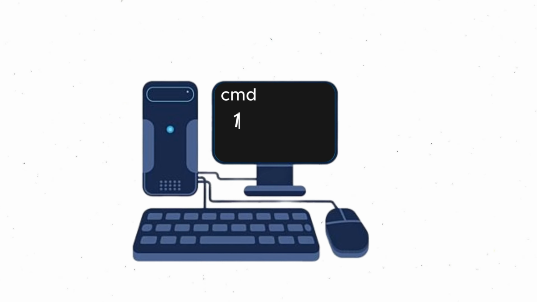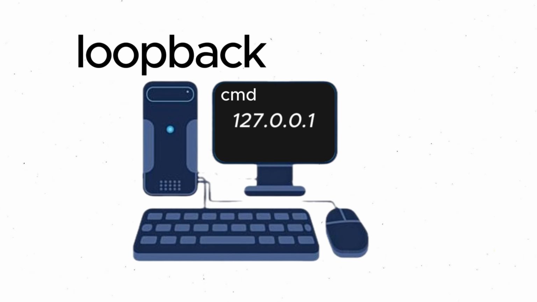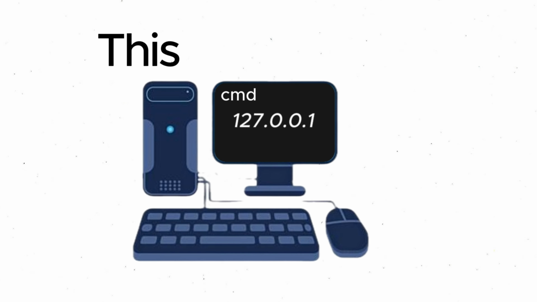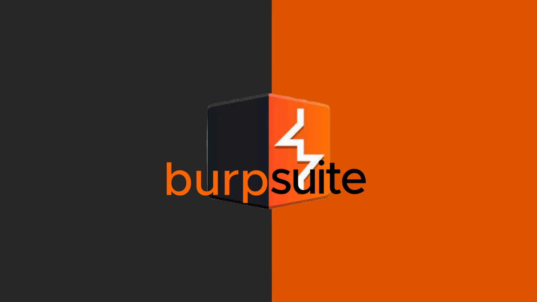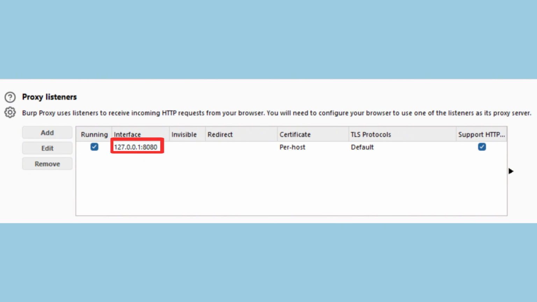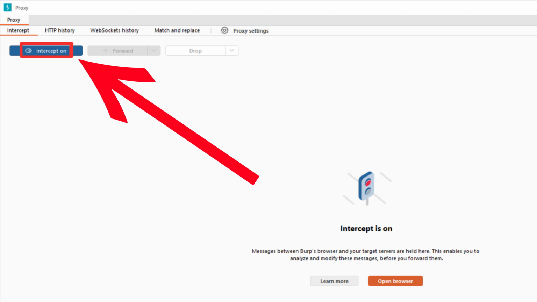Now here's a special one: 127.0.0.1. This is called the loopback address. It means this computer is talking to itself. Tools like Burp Suite often run on 127.0.0.1 because they're meant to intercept traffic locally, not from the internet.